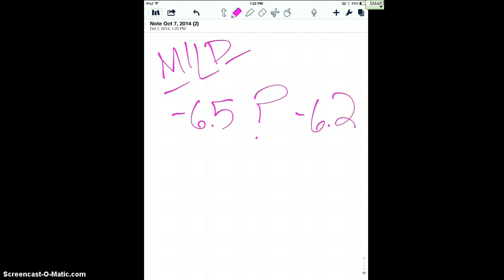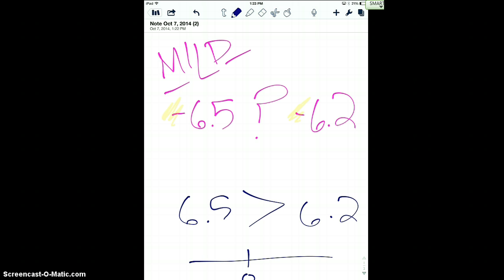Alrighty, this is a little tough because we have negatives. Okay, so we're working in the negative realm. If we were working in the positive realm, 6.5 compared to 6.2, you probably know right away that 6.5 is greater. Why? Because from 0, 6.5 is farther from 0 than 6.2 is. 6.2 would be a little bit closer. So 6.5 is farther away in the positive direction, so it's greater, it's bigger.